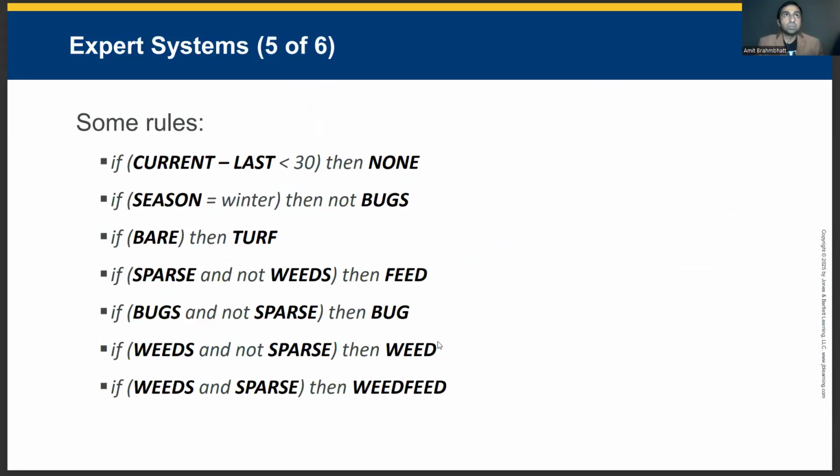Slide 26, Expert Systems, 5 of 6. This slide shows the actual rules that drive the expert system. For example, if the lawn was treated recently, apply no treatment. If bugs are present and grass is not sparse, apply bug treatment. These rules mimic how a human lawn specialist would reason. The system applies rules in order until one matches the conditions.